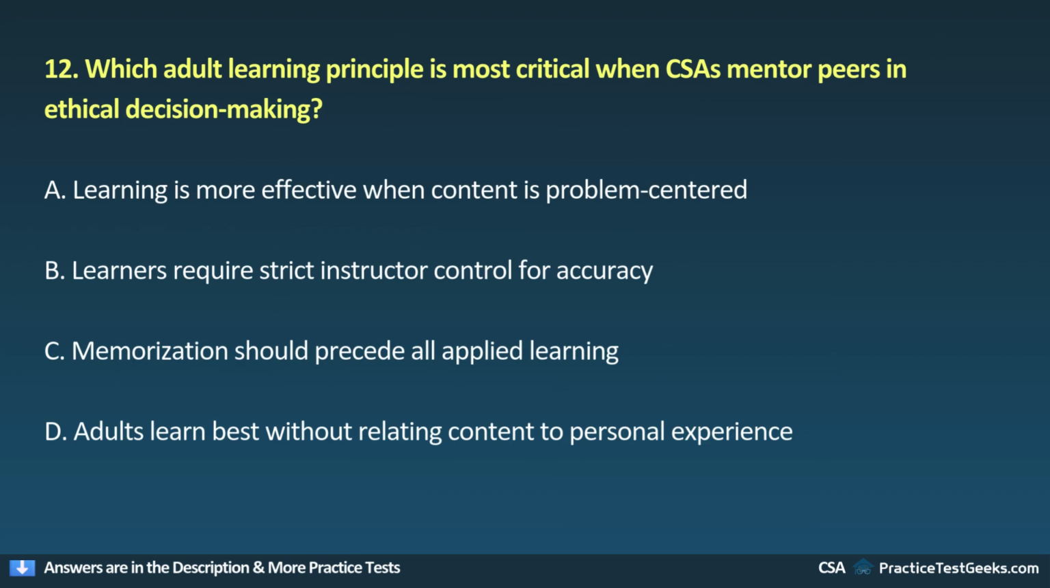12. Which adult learning principle is most critical when CSAs mentor peers in ethical decision-making? A. Learning is more effective when content is problem-centered. B. Learners require strict instructor control for accuracy. C. Memorization should precede all applied learning. D. Adults learn best without relating content to personal experience.